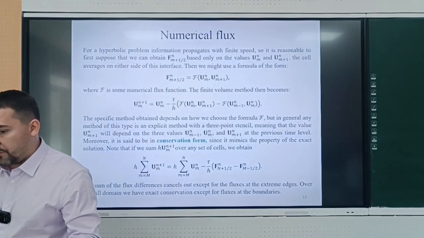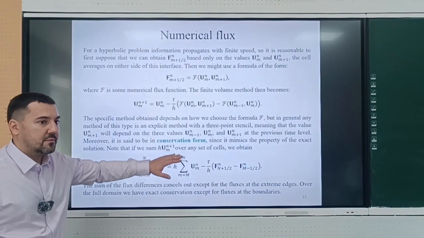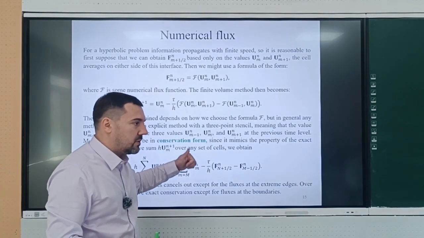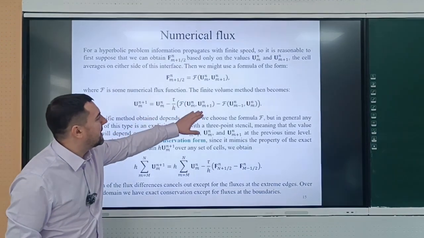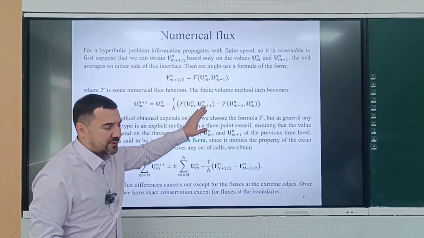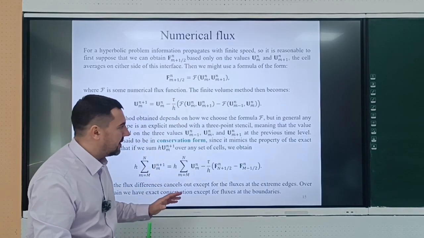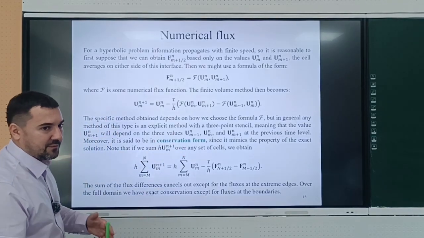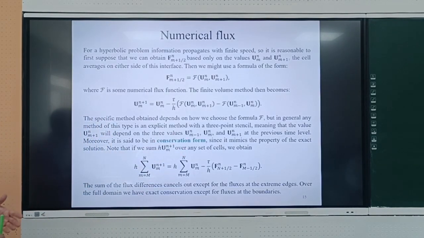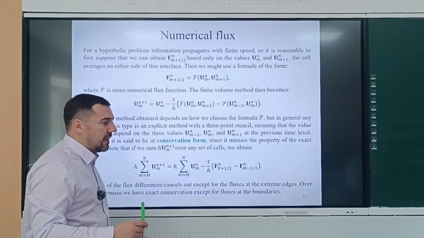Why do we like it? Why do we use it? Because they have this conservation property. Because if we use a finite volume scheme, maybe you can make some errors here. So for example, you have errors in your numerical flux, and your solution may not be accurate. But anyway, you will get the conservation of all physically relevant properties, and that's very important.